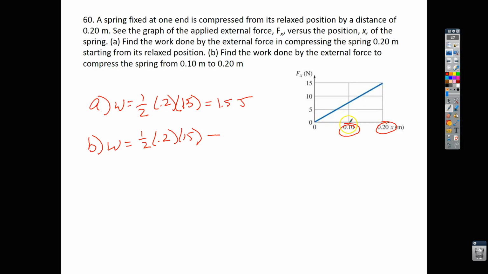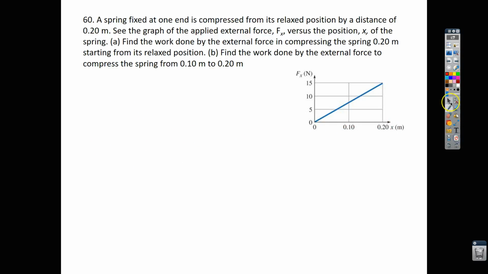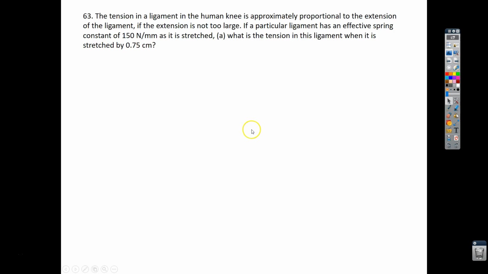So we could either find the area of this figure, or since we already have this, it's going to be easier just to get rid of that little guy right there. So this is 1/2 of 0.1 times 7.5 newtons. That 7.5 is approximately this point right here, which is halfway between the 5 and the 10. So when you're done, you're going to end up with 1.1 joules. Let's go ahead and take a look at the next one, which is the last one.